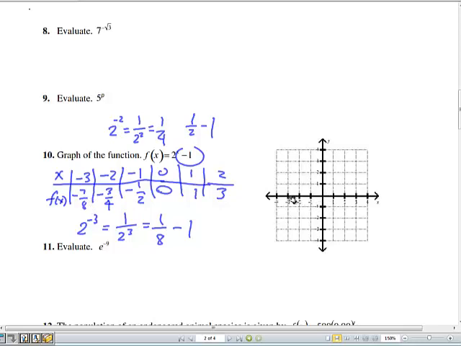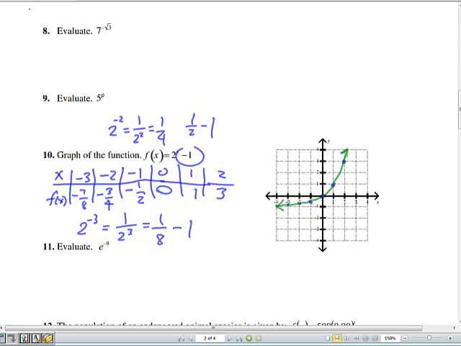Alright, so putting these numbers in, I'm going to get 0, 1, 1, 2, 3, and then negative 1, negative 1/2, and then negative 2, negative 3/4, negative 3, negative 7/8. So now I can go ahead and put my line in. Let's use a green mark here. Okay, that's not that bad.